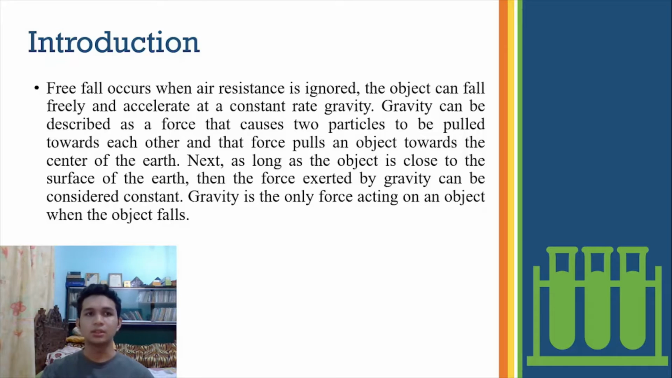Next, I will talk about the introduction for our project. Free fall occurs when air resistance is ignored. The object can fall freely and accelerate at a constant rate, gravity. Gravity can be described as a force that causes two particles to be pulled towards each other, and that force pulls an object towards the center of the earth. As long as the object is close to the surface of the earth, the force exerted by gravity can be considered constant. Gravity is the only force acting on the object.